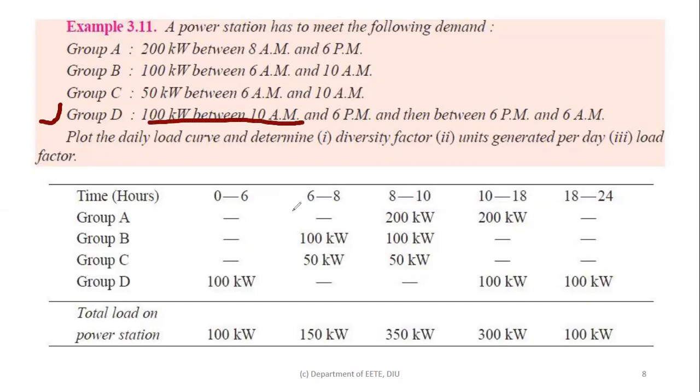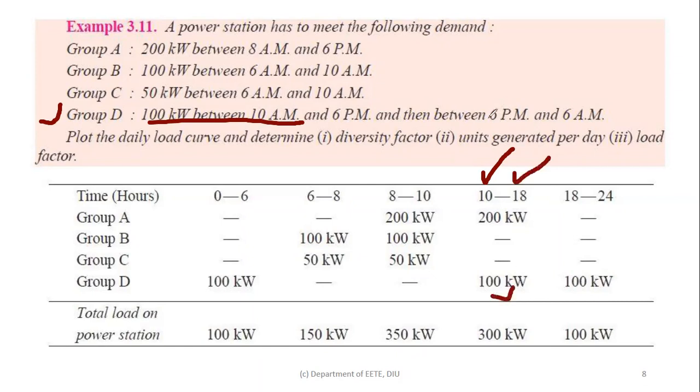100 kilowatt between 10 a.m. to 6 p.m. Okay. So where is 10? This is the starting of 10 a.m. to 6 p.m. This is 6, which means 18, 6 plus 12 means 18. So that means we will put the 100 kilowatt here.